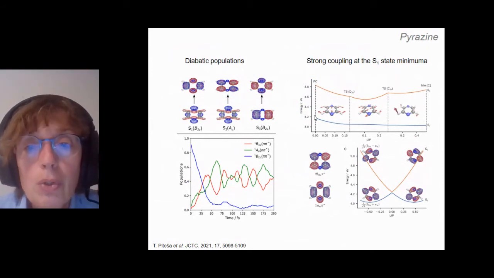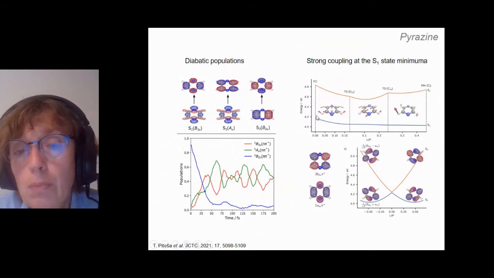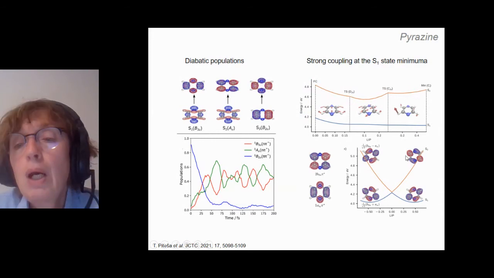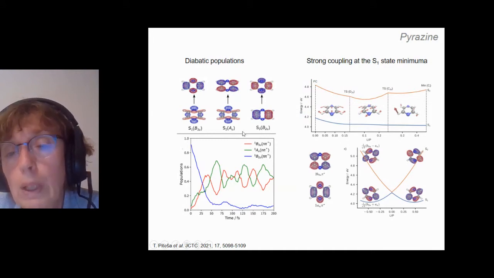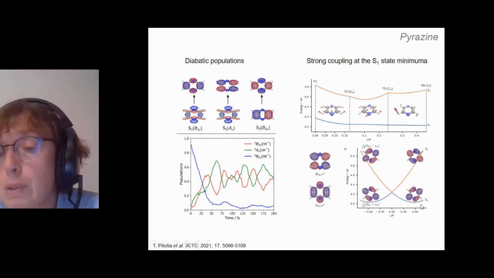To understand what's going on, we looked at the minimum of the S1 state. It should have been the minimum of the B3U state. But when going from the Franck-Condon geometry to the minimum of the S1 state, we actually find that this is not a single minimum, but four symmetrically equivalent minima. And from the NTO pairs, comparing the NTOs of the two dark states, you can see that the minima are actually a linear combination of the two. So these two states are strongly coupled. And the barrier between the different minima is very low.